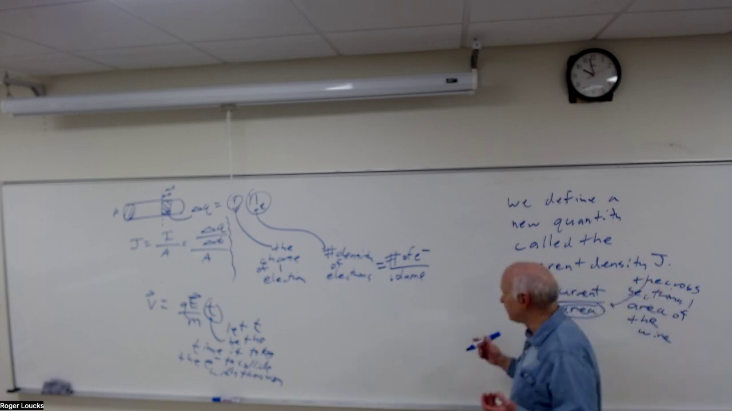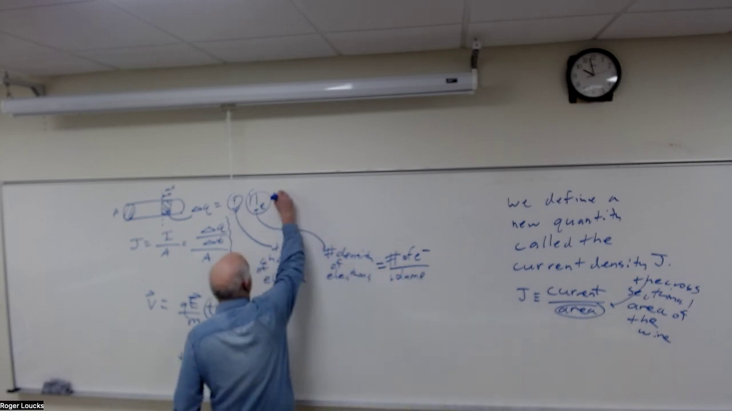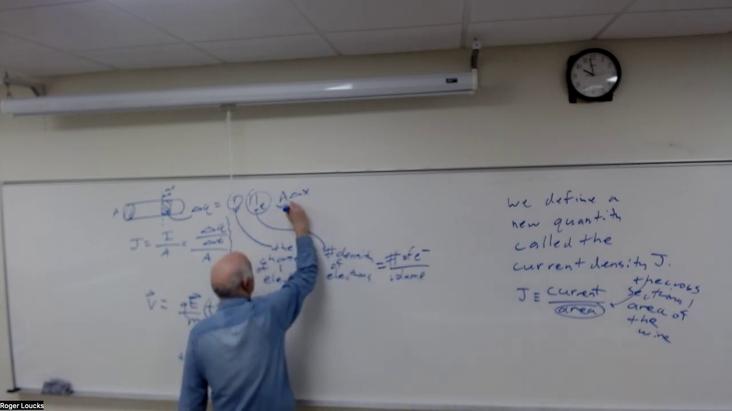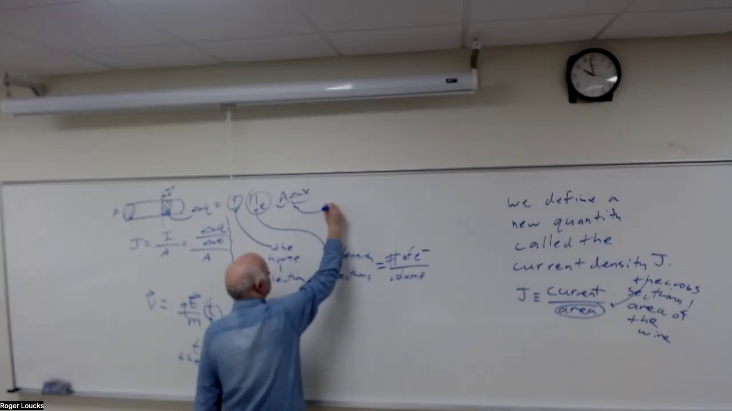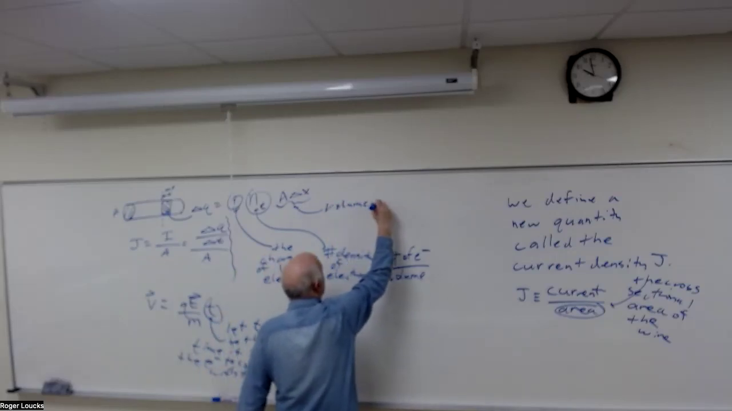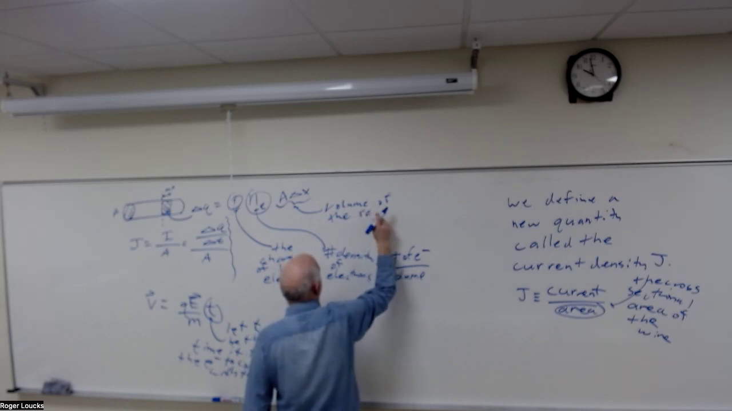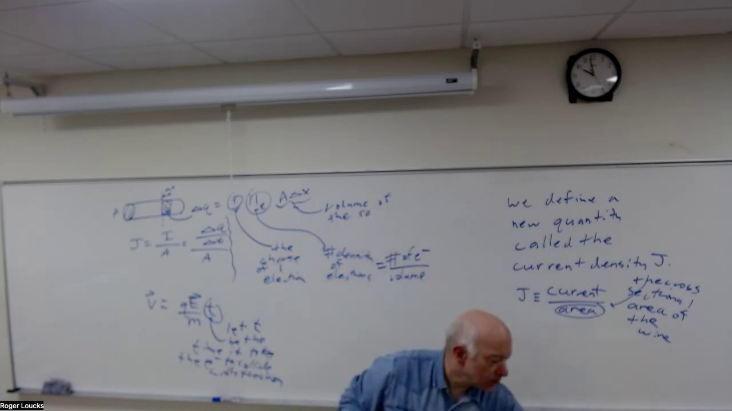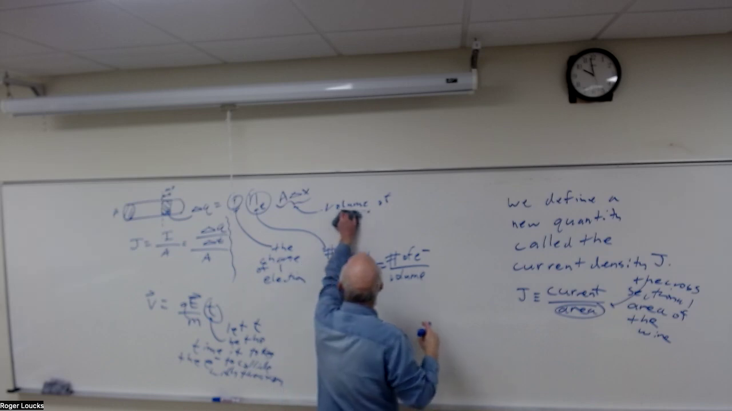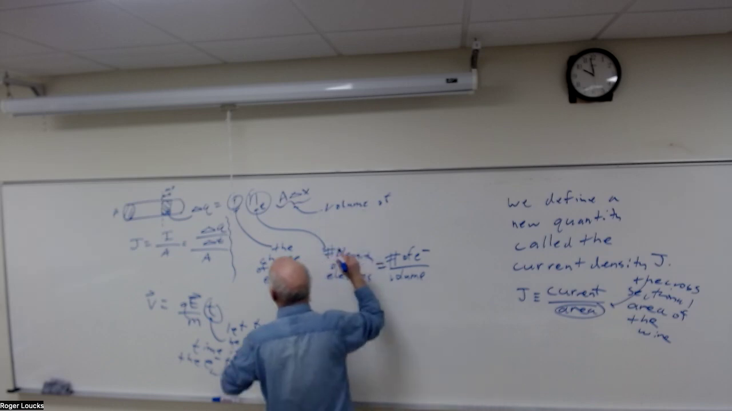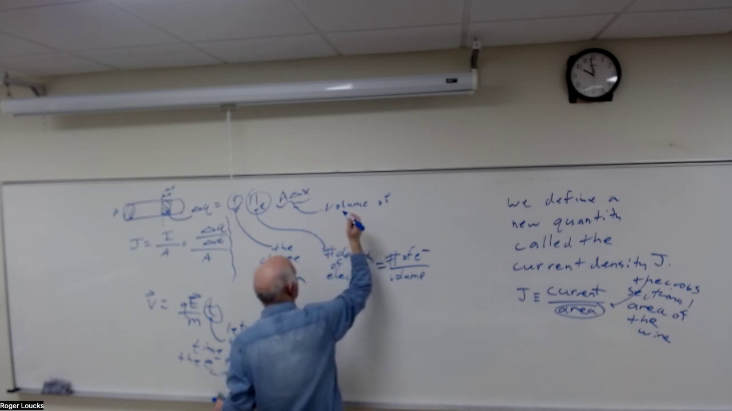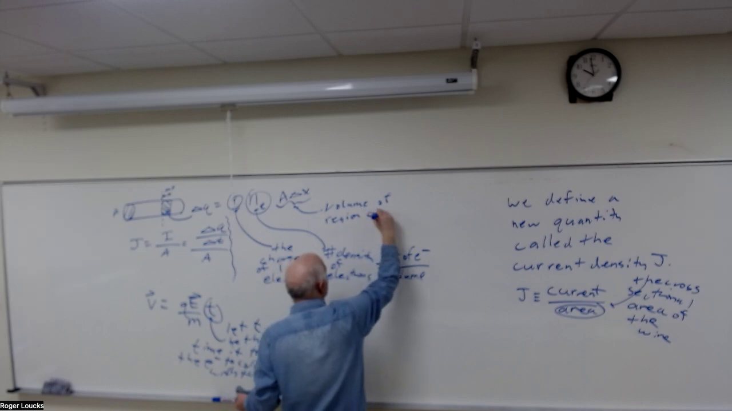Well, A times delta X. So what I'm going to do is multiply this by A times delta X. This is the volume of the region containing the charge.